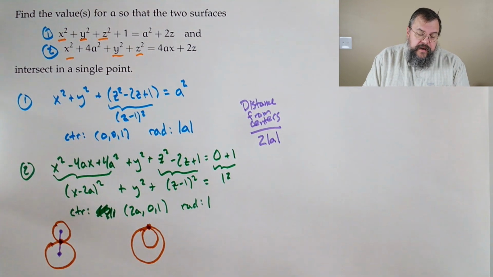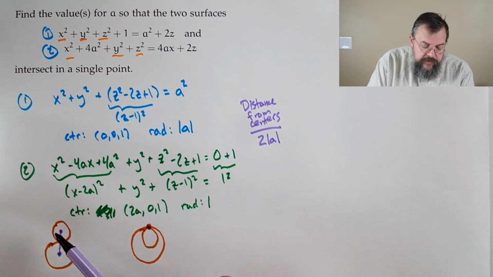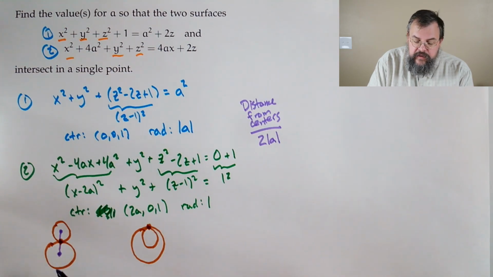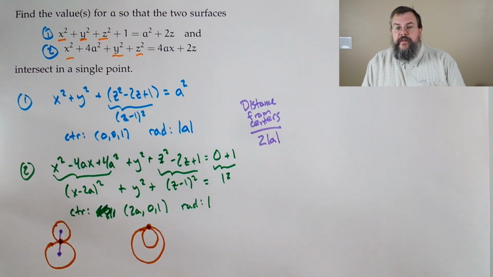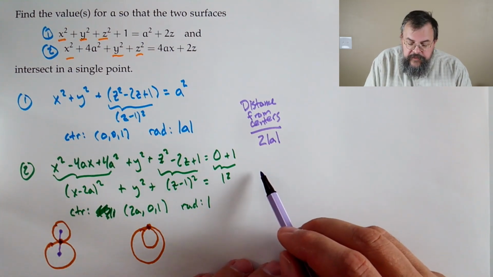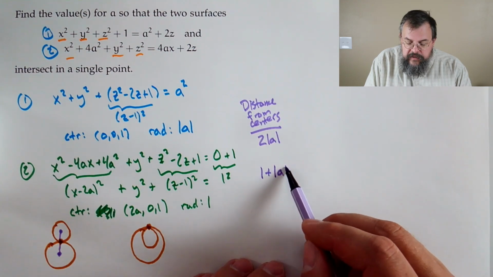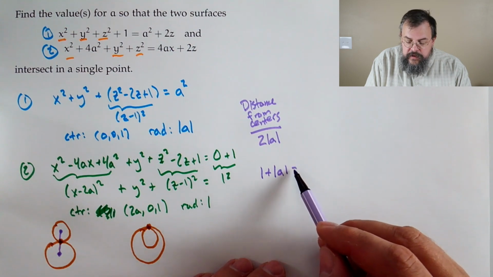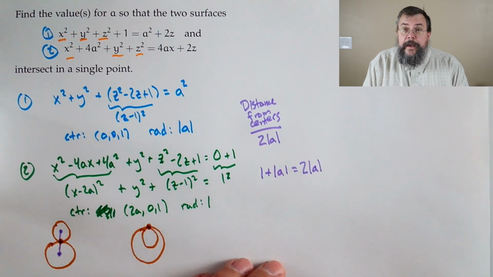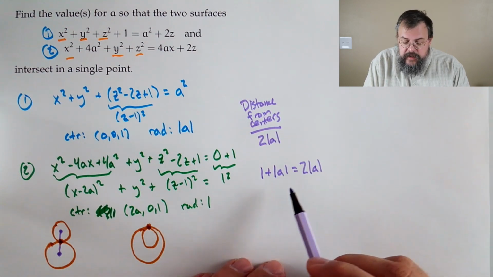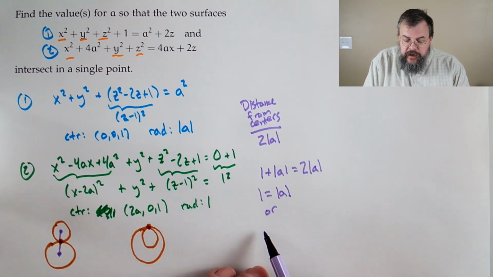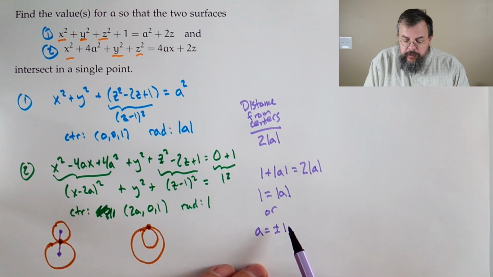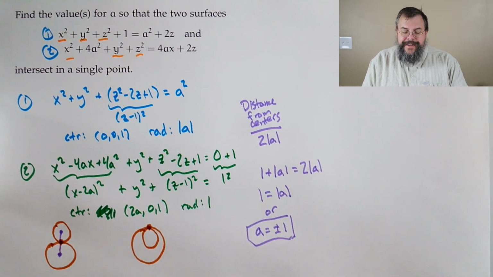So what we need to have is that when we add our radii together, the radius of one sphere plus the radius of the other sphere, it has to be the same as the distance between the two centers. So we need to have that 1 plus the absolute value of a, the sum of the two radii, is equal to 2 times absolute value of a. Well, subtract 1 has to equal absolute value of a, or we come to the conclusion that a should be plus or minus 1. All right, good. Are we done?